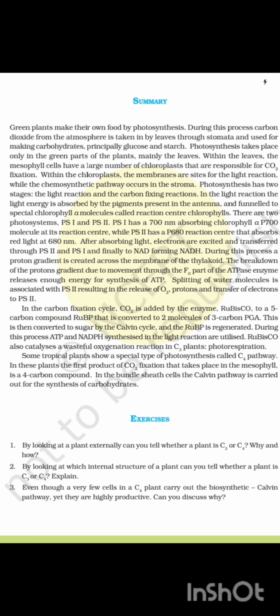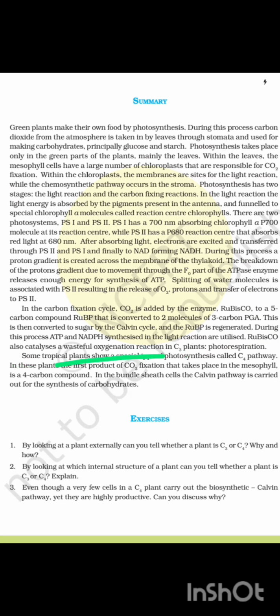In the carbon fixation cycle, carbon dioxide is added by the enzyme Rubisco to a 5-carbon compound RuBP that is converted to 2 molecules of 3-carbon PGA. This is then converted to sugar by the Calvin cycle, and the RuBP is regenerated during the process. ATP and NADPH synthesized in the light reaction are utilized. Rubisco also catalyzes a wasteful oxygenation reaction in C3 plants: photorespiration.